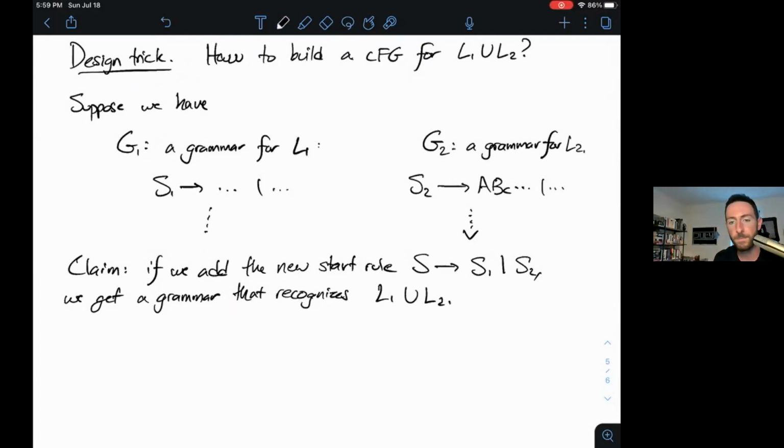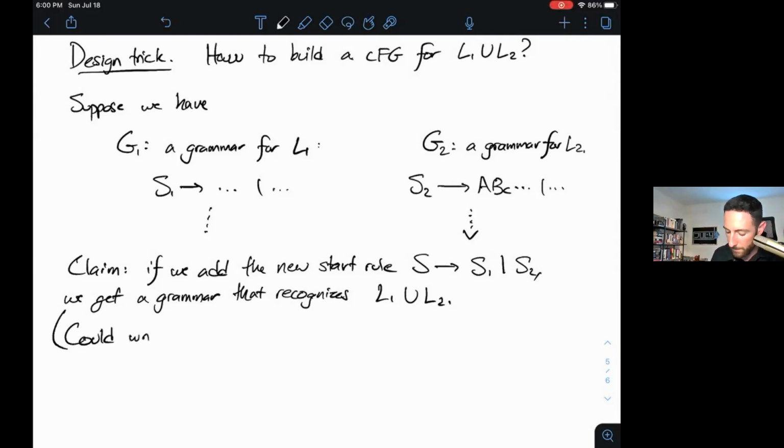All right. And the reason I claim that is just because no matter what happens, if I start with the symbol S and then I go to S1 or S2, and all the other rules are copied from grammar 1 and grammar 2, then I know that the string I get out is going to be in L1 if I start with S1, and it's going to be in L2 if I start with S2. So I can generate all of the strings in L1 or L2, and I can generate only those strings because all my derivations are going to go through S1 or S2.